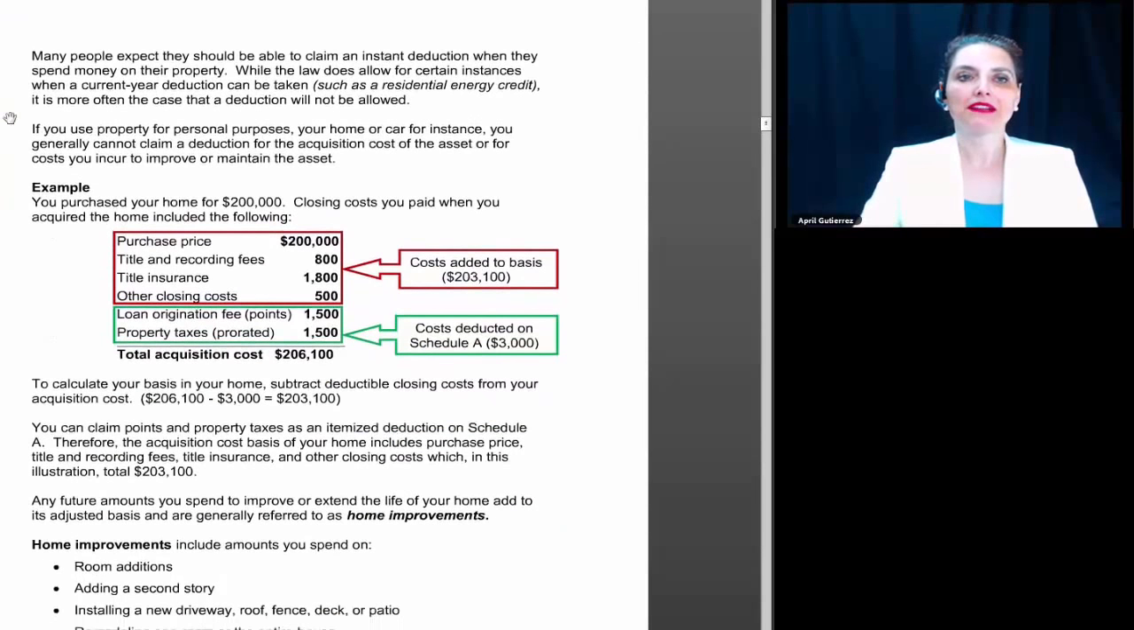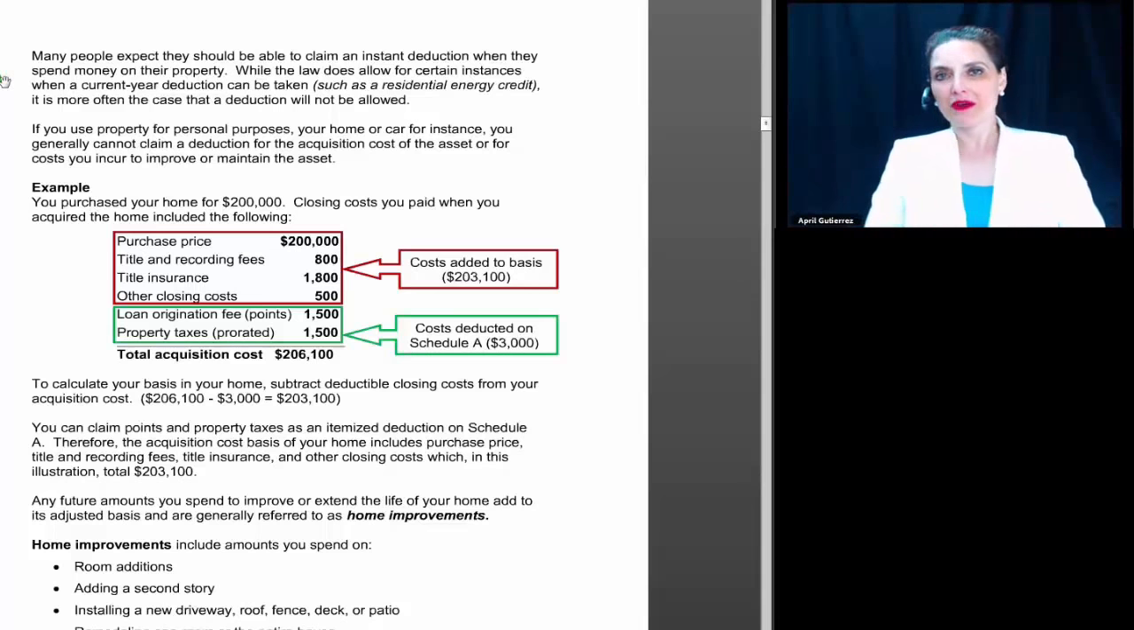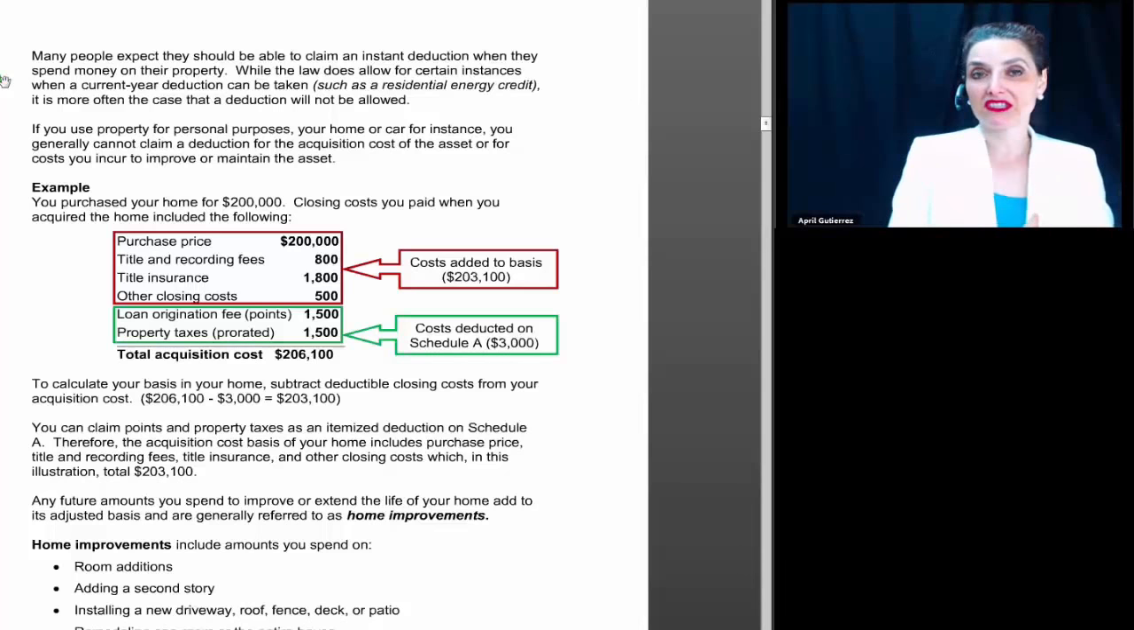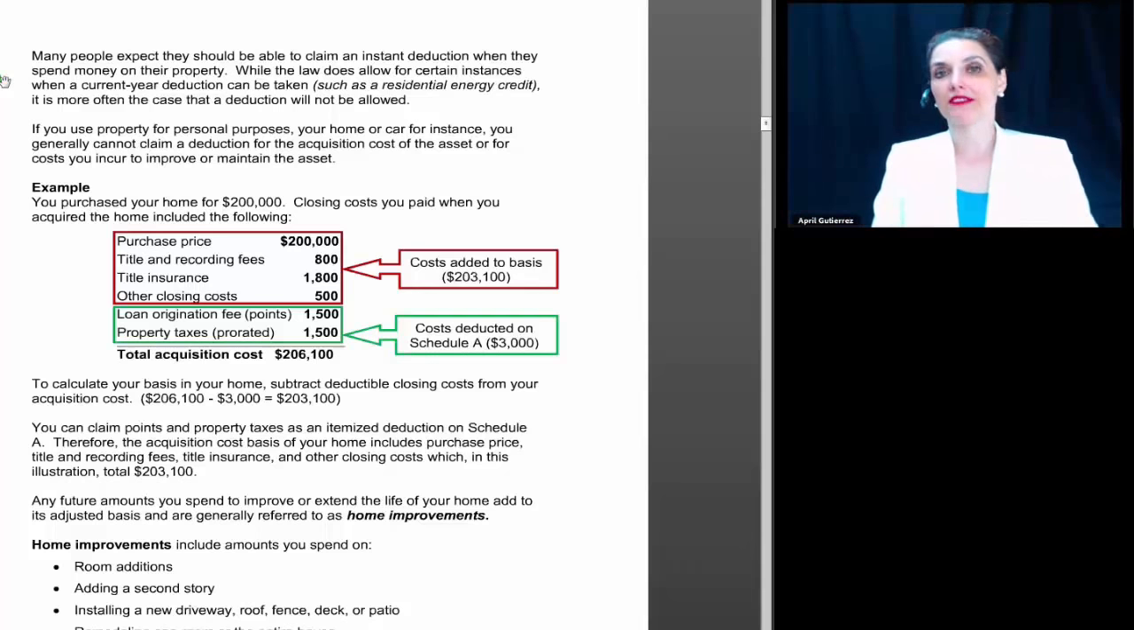Many people expect that they should be able to claim an instant deduction when they spend money on their property. So for example, I'll give you a typical situation that I run into regularly every tax season. I have a client, we'll name her Jan. And Jan is quite excited because she's purchased a new house. And it's her house. She's going to be moving into it. She has another house that she's living in now, but she's going to be putting all of this money into this new house that she wants to live in.